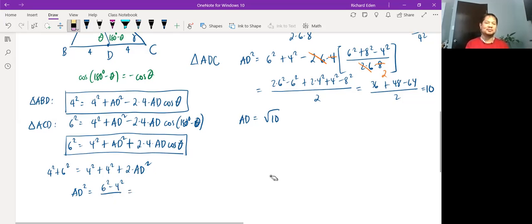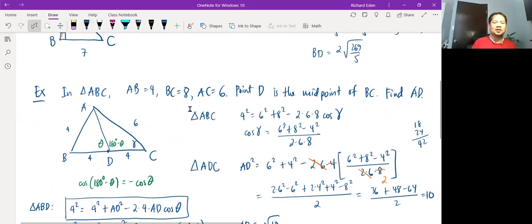All right. So AD squared is 6 squared minus 4 squared over 2, advanced like I said. So 20 over 2. So 10. So same result. So two ways in which you could use the law of cosines.